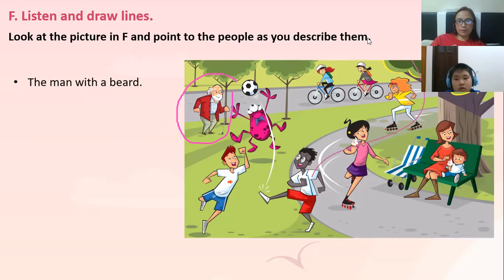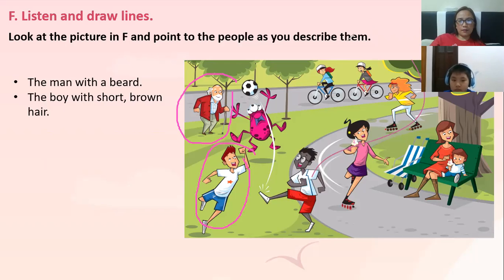Next. With the boy with short brown hair. He playing football with my friend. What's the color? Blue short? Blue short. What's the color of the short? It's brown. The boy is short. This one. The boy who's wearing a pair of glasses.